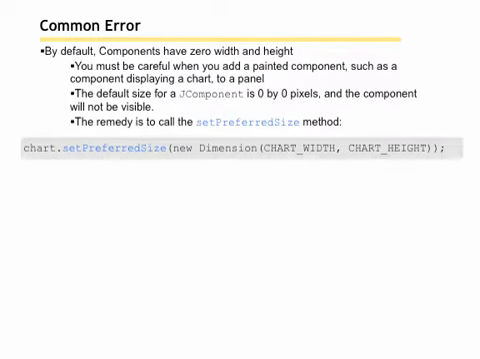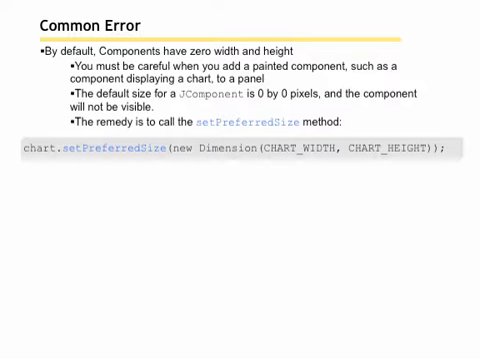Also, by default, components have zero width and height. So if you are creating a new component and you don't specify the width and height, you might wind up with a component that has zero width and zero height. In other words, you can't see it.